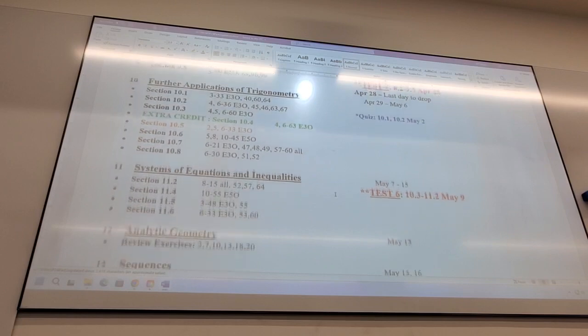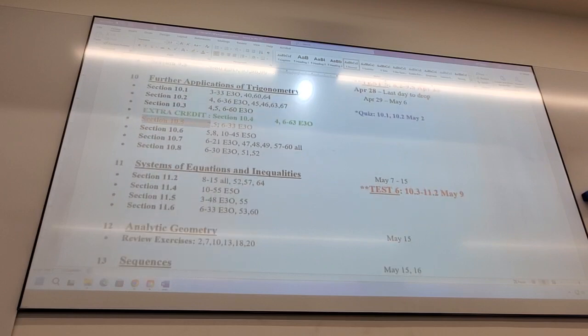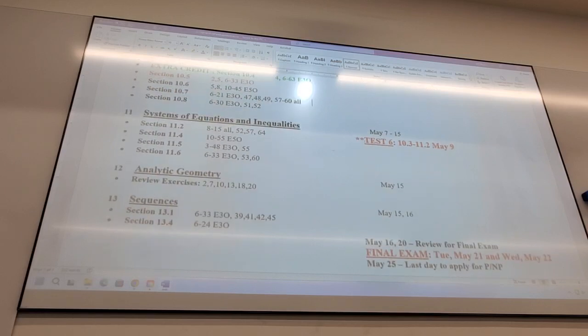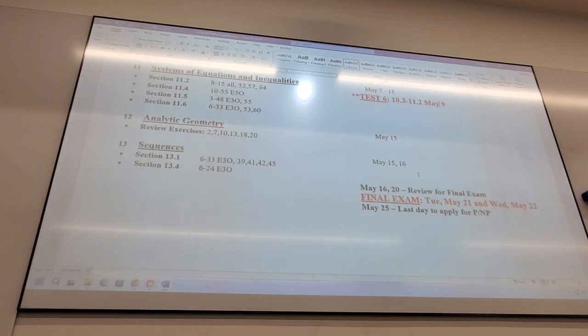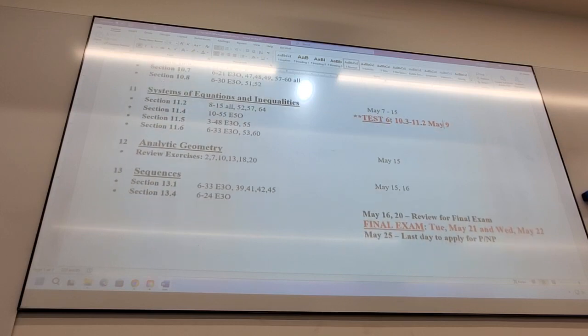Just to remind you guys, if you didn't see this before, I made 10.5 stop at 33. If you already did 10.5 homework and you went further, great. You get to experience more. We have test 6 coming up, of course, on the 9th, which is Thursday. So tomorrow I'll have the practice test. Wednesday will be review day. I'm sorry I've only got 6 tests for you.